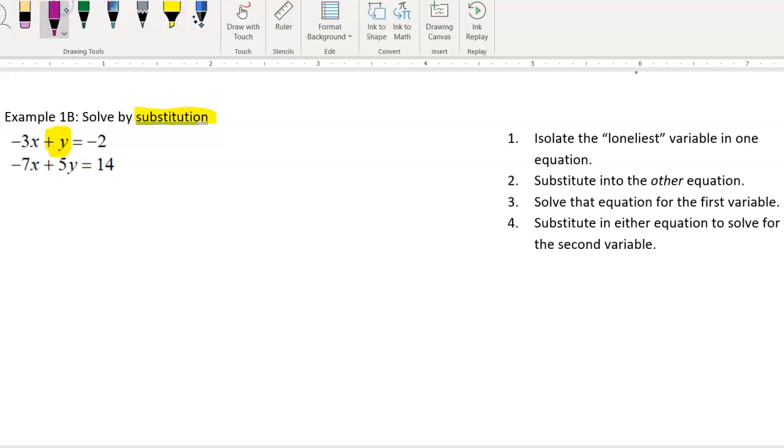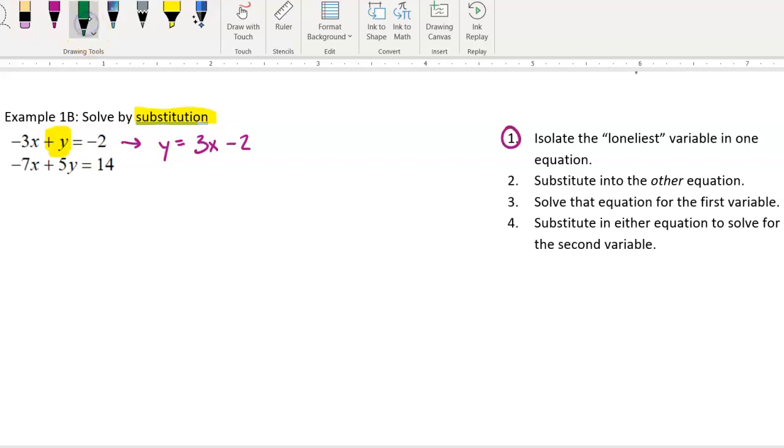So I'm going to solve for y. To get the y by itself, I would add 3x to both sides. So I'm just going to rewrite this to get the y by itself: y equals, if I add 3x to both sides, it becomes a positive 3x, and that minus 2 is a negative 2. Okay, so that's the first step.